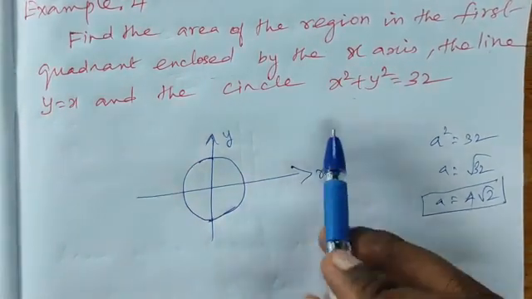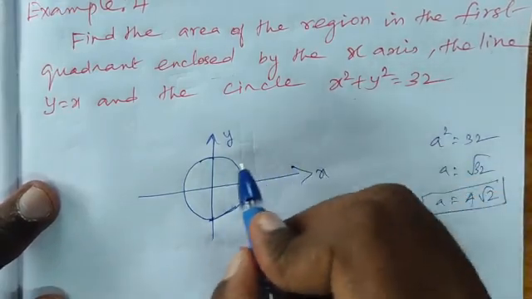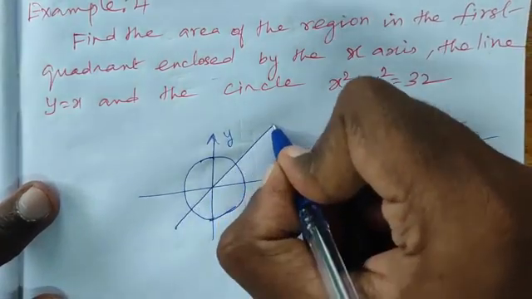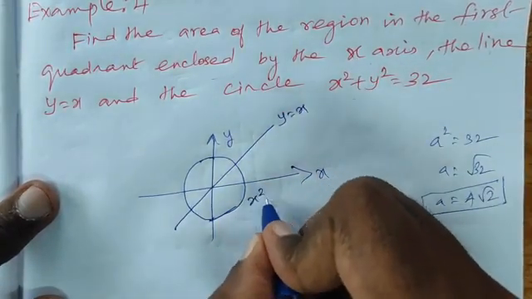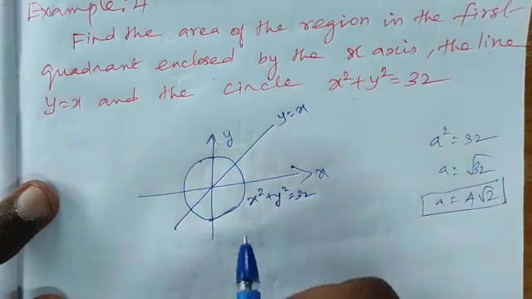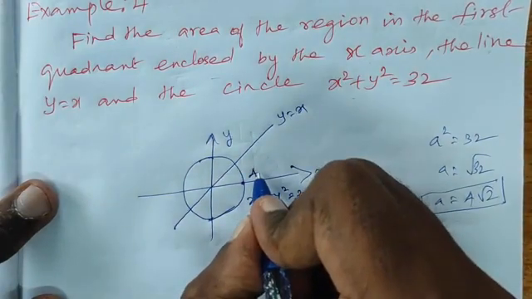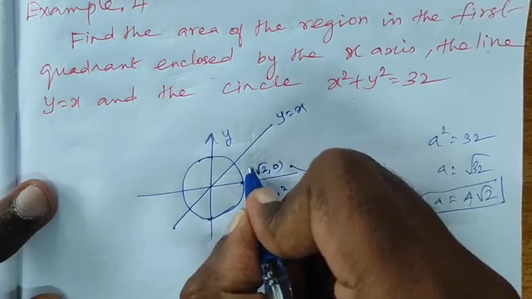So listen here, x square plus y square is equal to 32, and y is equal to x is the line which passes through the origin. So y is equal to x is the given line. X square plus y square is equal to 32 is the circle, radius is 4 root 2, so 4 root 2 comma 0 is the point.